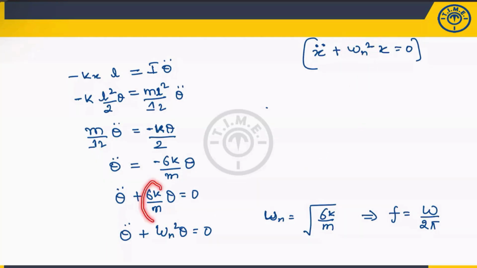So once you solve the equation and get the coefficient of this theta, then you have to equate it with the natural frequency. If this is a numerical type question, they will give you the k value and m, then you can easily calculate the natural frequency.